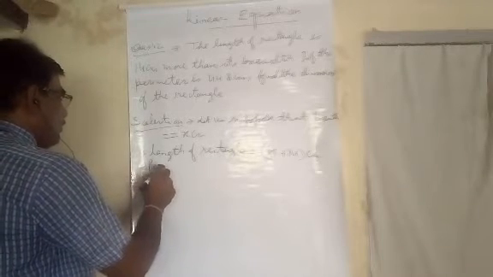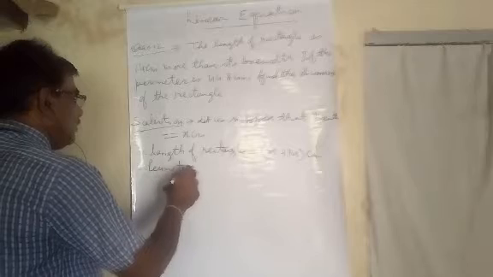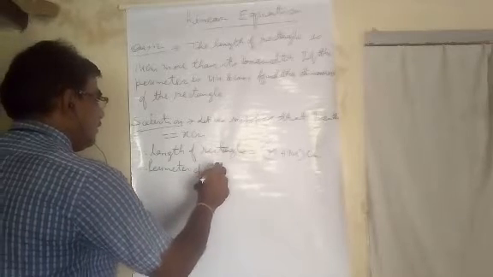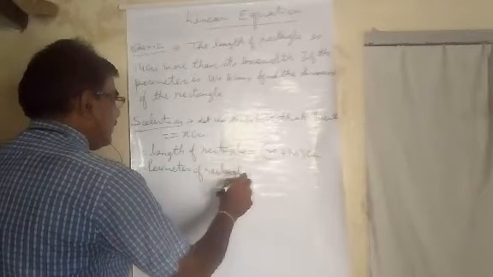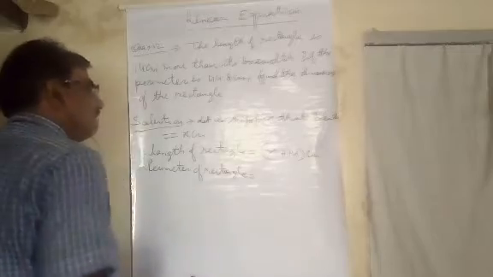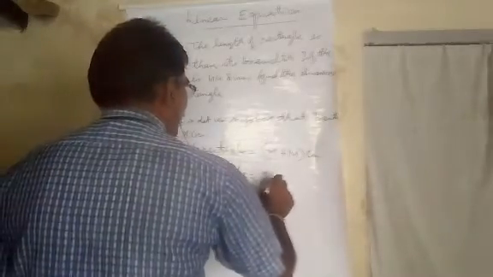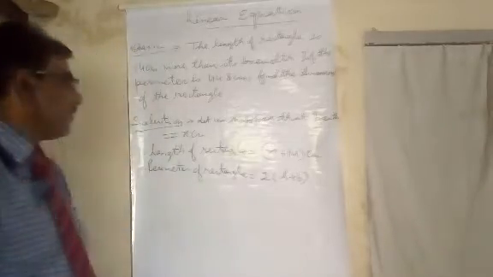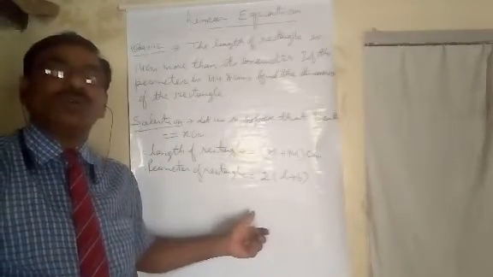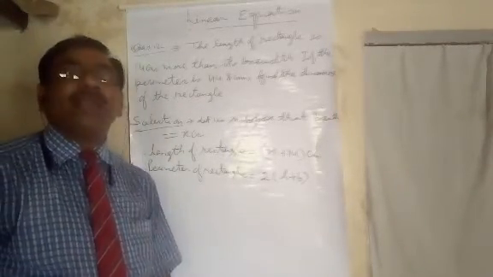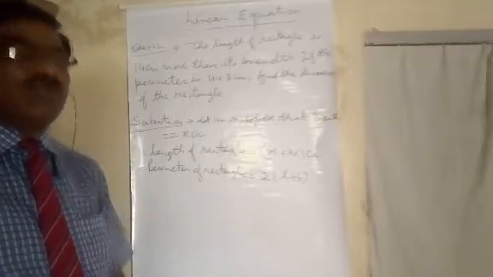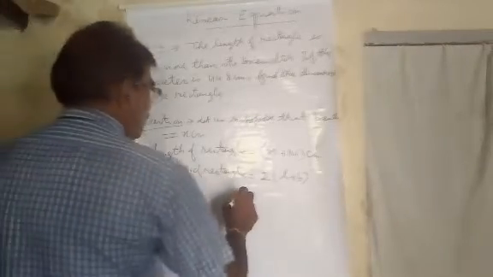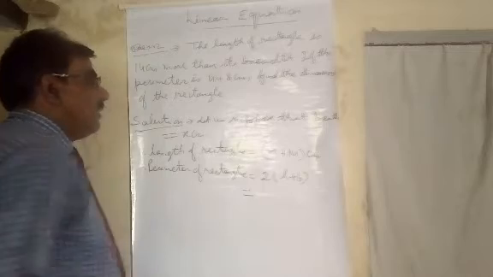Now, perimeter of rectangle equals 2 bracket length plus width, because the formula for the perimeter of a rectangle is 2 bracket L plus B, length plus width. Now I will put the value of length and breadth.